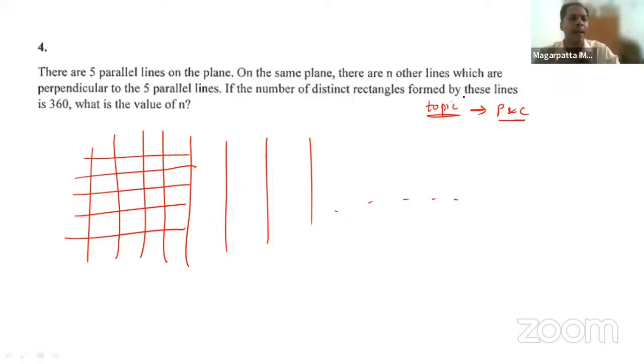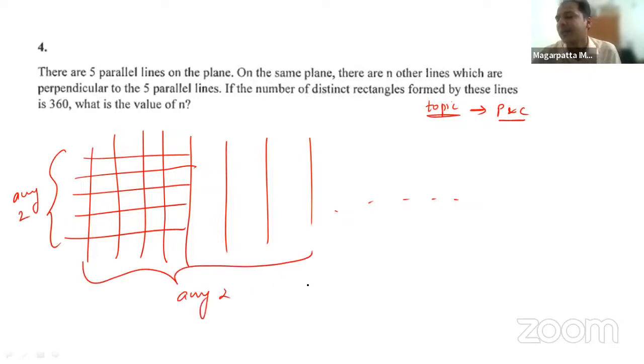And when you have some set of parallel lines and another set of perpendicular lines, and you're trying to find out rectangles, a rectangle requires one pair of parallel lines and one pair of perpendicular lines. If you have these 2 pairs, it will form a rectangle, right? So out of the 5 lines, I need any 2, and out of these n lines also I need any 2, and hence the number of rectangles would be equal to 5C2 into nC2.